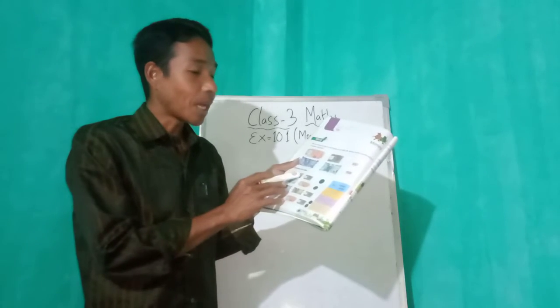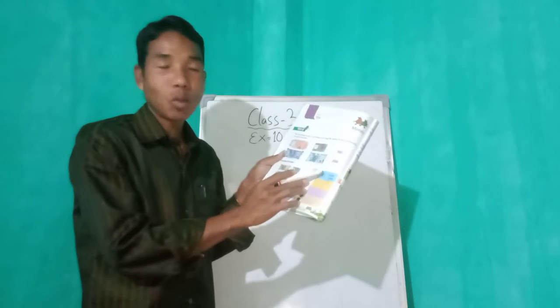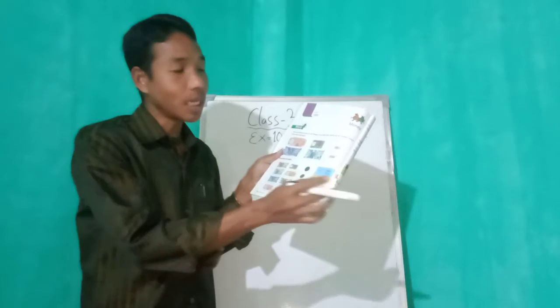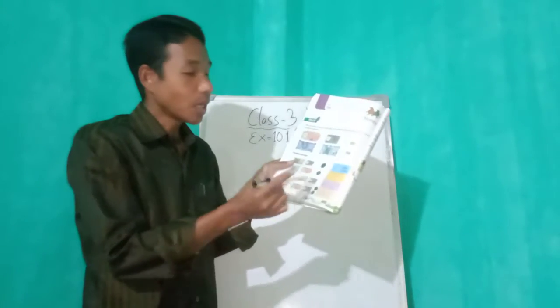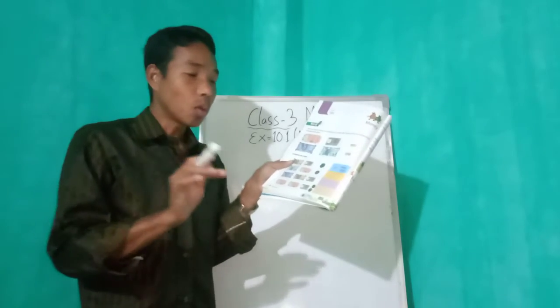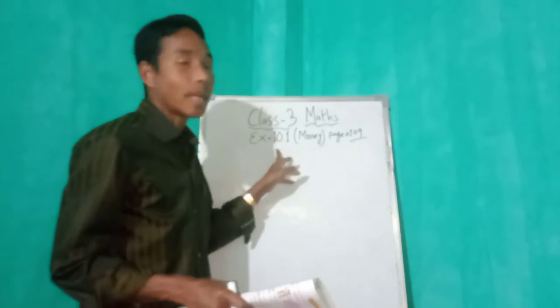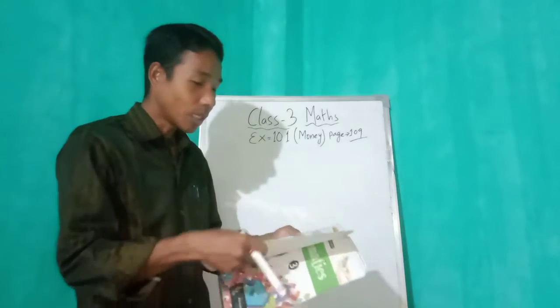It means 10 plus 5, 15 plus 1 rupee, how much? 16 rupees, and 16 rupees in words. So this one also you count and try to do by yourself in your book. Page number 108. So today I am going to teach exercise 10.1. What is written here?